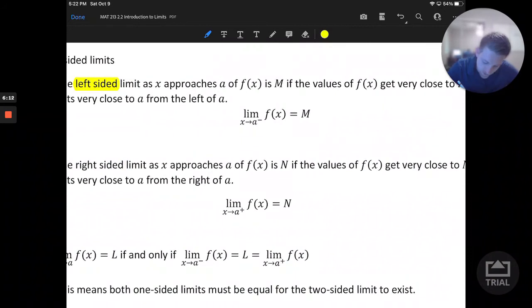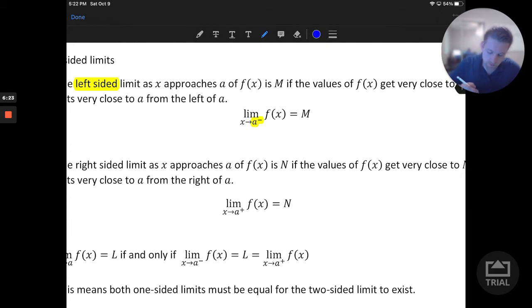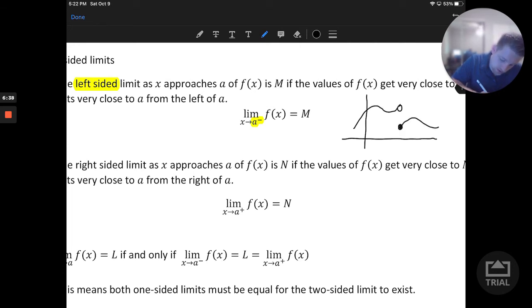Notice that we have x approaches a minus, and that means that we're approaching from the negative end of our graph. So just to start, maybe drawing a little picture to describe what's happening here, we can consider just a function. Doesn't matter what the specific look is. But let's consider that this is our point A on our x-axis.